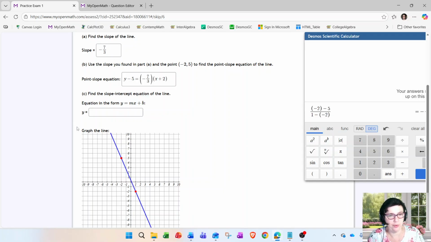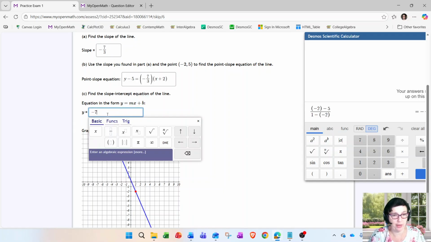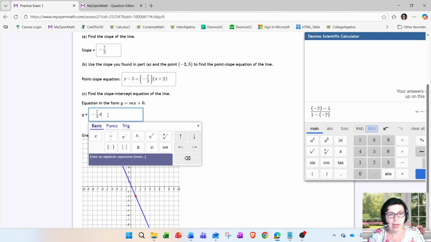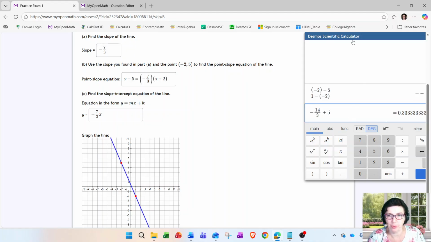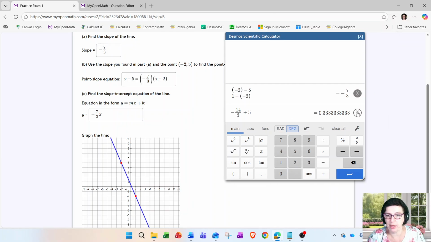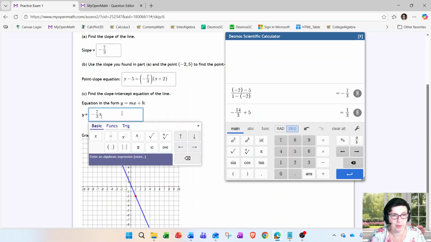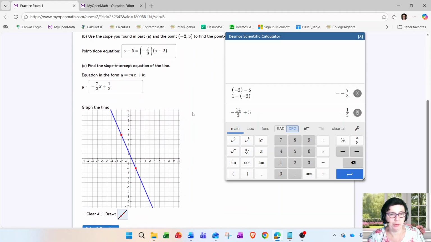So let's see if we can do that. So -7/3 x. And so what did we have? We had -14/3, and we added 5 to that. Okay, now let's convert that to a fraction by clicking on the button. That's positive 1/3. Okay, so that's my equation.